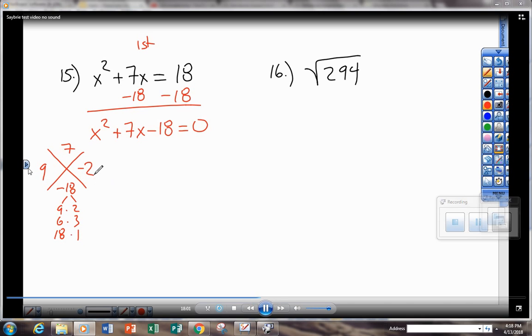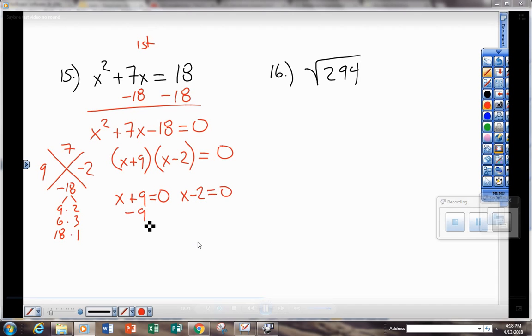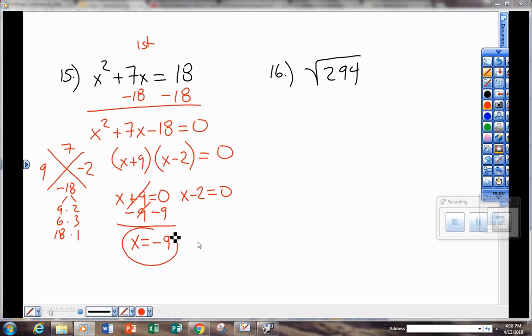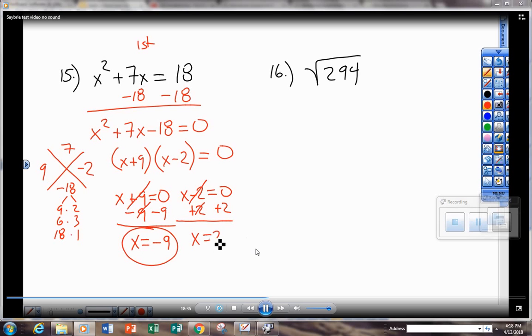But again, remember, these are not your answers, just the factored answers. x plus 9 and x minus 2. But again, the answers are the opposite of these numbers. So x plus 9 equals 0 will give you negative 9. x minus 2 equals 0 will give you positive 2. So minus 9 gives you x equals negative 9. And x plus 2 gives you x equals 2. So those are the two answers.